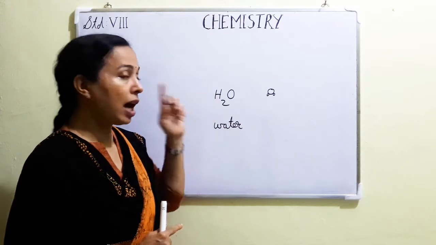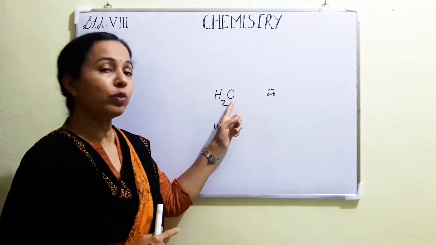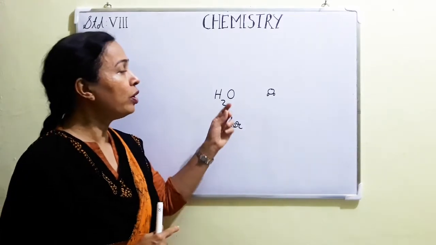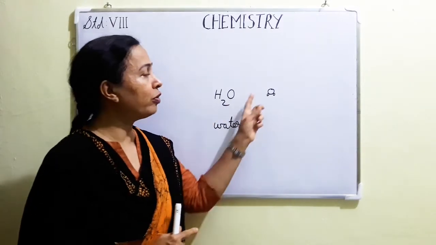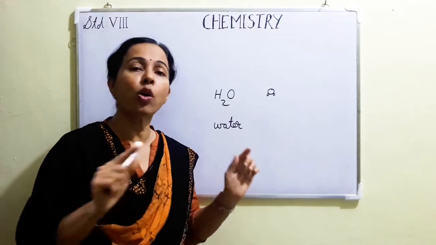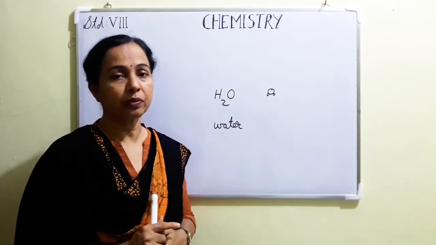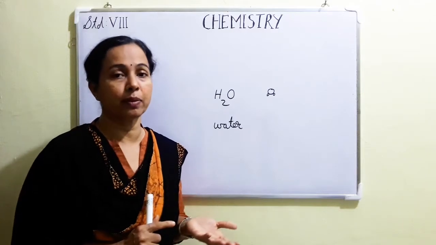So using that idea, we know that in one molecule there is one oxygen and two hydrogen. So if we know the atomic masses of all these three atoms, add all these atomic masses together, we will get the mass of one molecule. Okay, that is known as molecular mass.